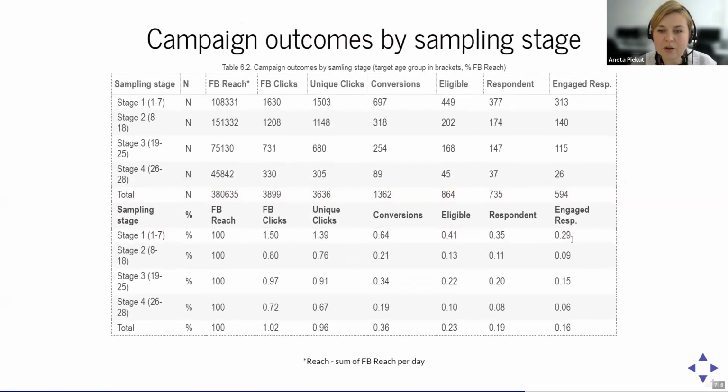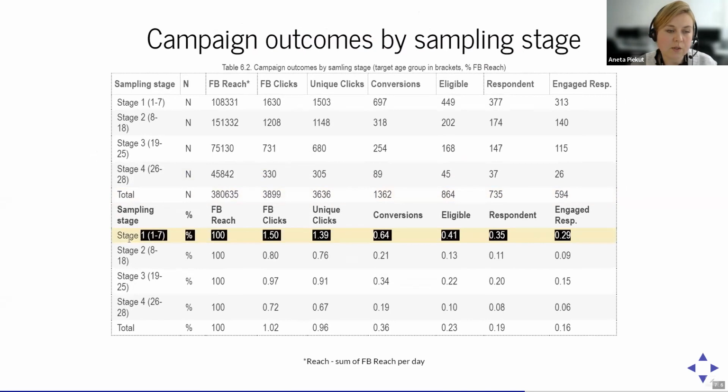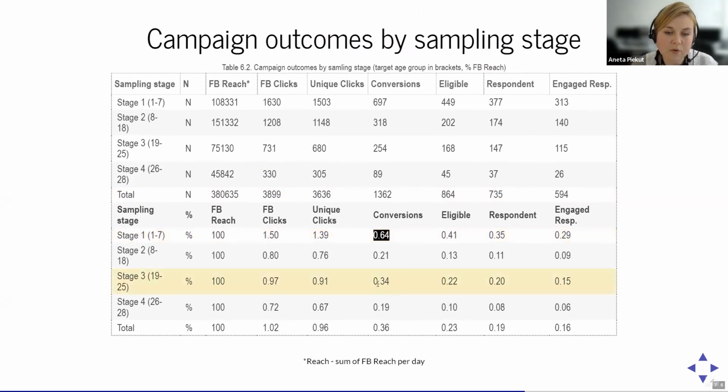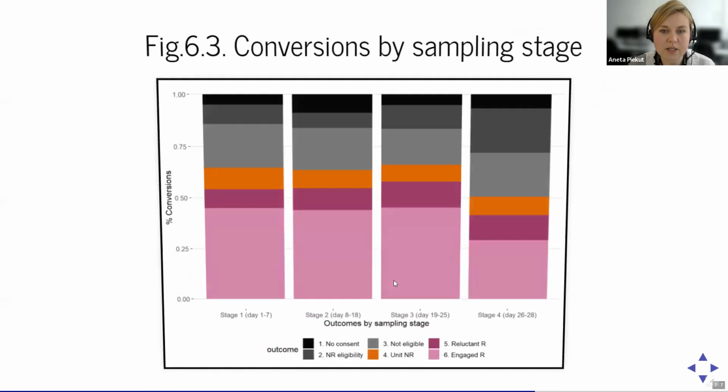Another big table, but just to summarize it quickly, the same information on campaign outcomes in comparison to our Facebook reach for different stages. You can see that the conversion rate and the click rate is much higher in this first stage than in the later stages, followed by stage number 3, where we added again the women. So the campaign was more successful again in the first stage.